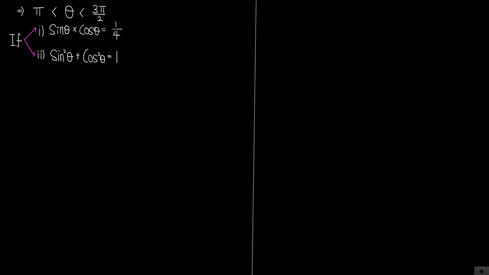If the angle of rotation is between pi and 3 pi over 2 radians, which on the coordinate plane is the third quadrant, and sine theta times cosine theta is equal to 1 over 4, and sine squared theta plus cosine squared theta is equal to 1 according to the given conditions. The first question is, what is sine theta plus cosine theta?